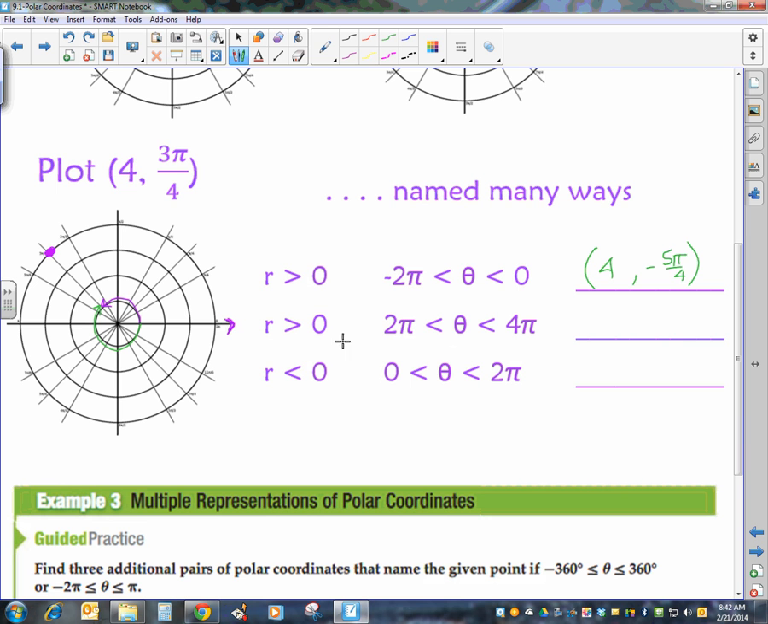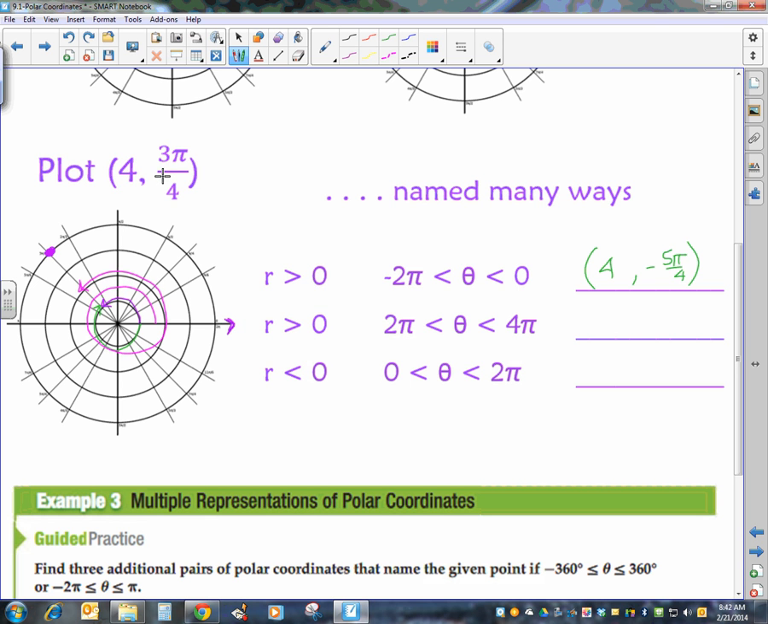Or if I wanted you to give me an angle, keeping r positive, and give me an angle between 2 pi and 4 pi. So that means that I would start at 0, go all the way around, and then stop.